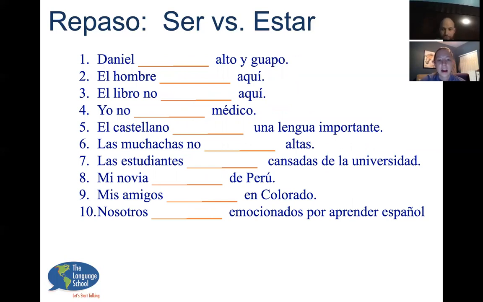Daniel es alto y guapo. El hombre está aquí. El libro no está aquí. Y no es médico. It's not él, it's yo. Yo no soy médico. El castellano es una lengua importante. Bien. Las muchachas no son altas. Las estudiantes están cansadas de la universidad.